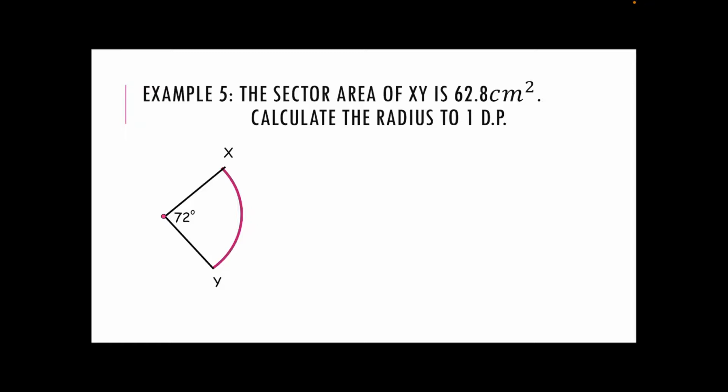This time we have been told that our sector area is 62.8 centimetres squared. We've been asked to calculate the radius to one decimal place. So this time we have been told what the sector area is. So I'm going to use my sector area formula.